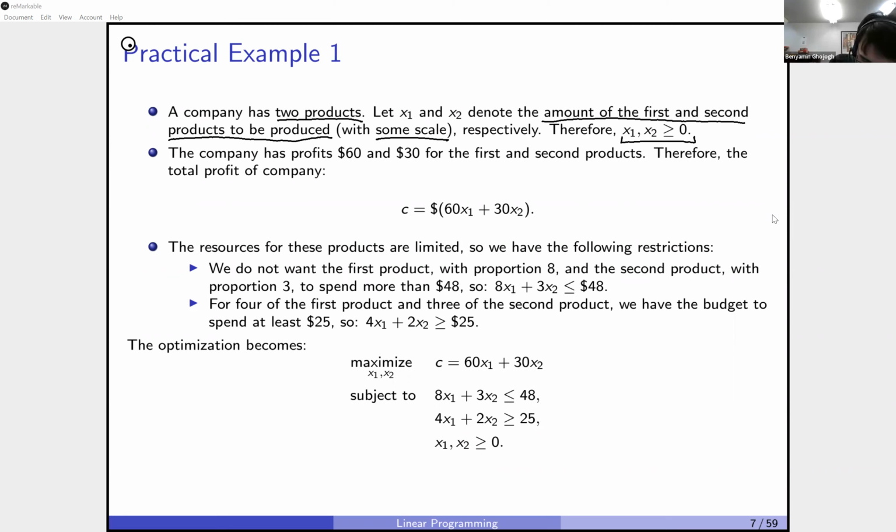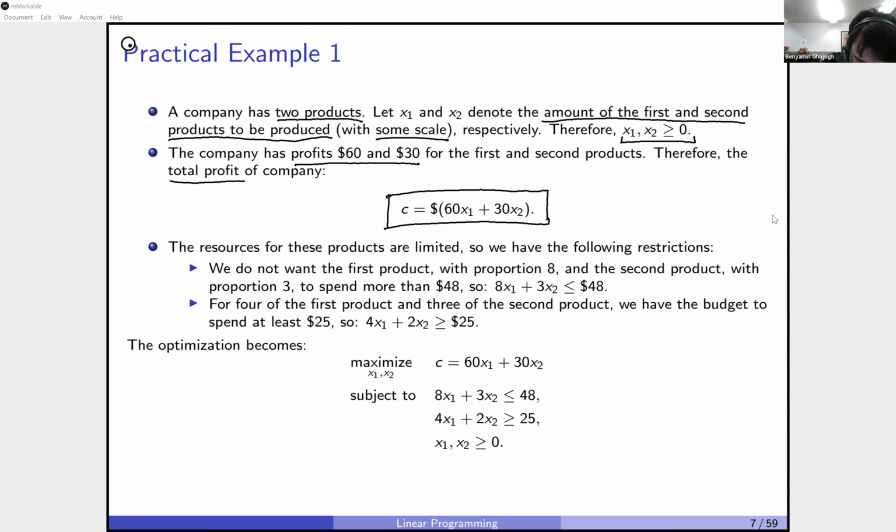The company has profits of $60 and $30 for the first and second products. So $60 for the first, $30 for the second. Therefore, the total profit is $60 multiplied by x1 plus $30 multiplied by x2. So for every unit of x1, the profit is $60. For every unit of x2, the profit is $30. The total profit is this, right? In terms of dollars.